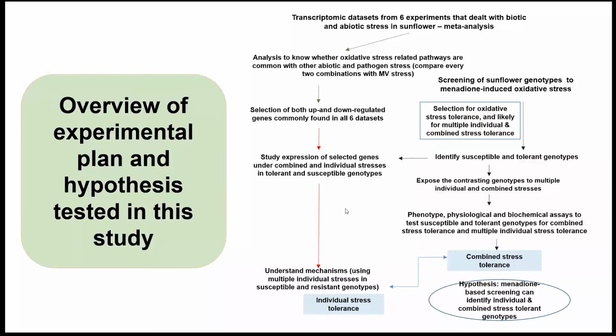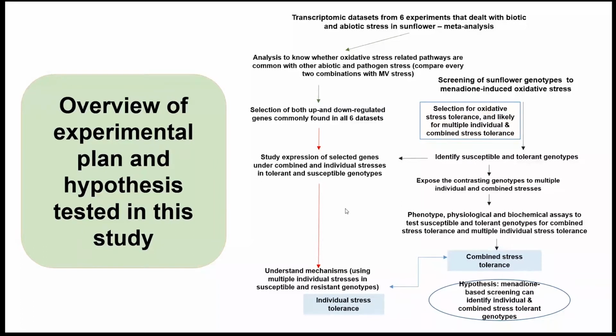Now you keep doing it for every permutation and combination for all the available data, and you come out with a certain number of data sets that can further be utilized for other analysis. This is part one. Part two is to screen the genotypes using a compound called menadione, which induces oxidative stress.